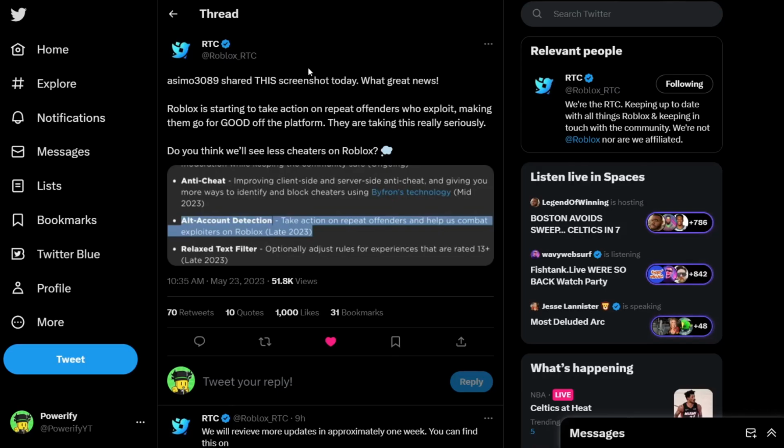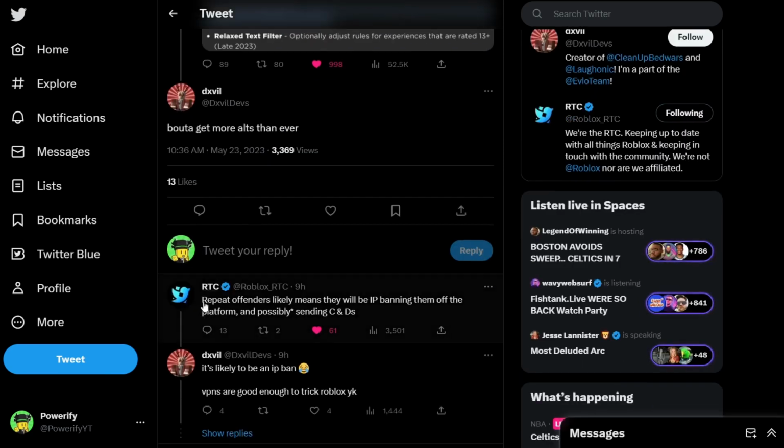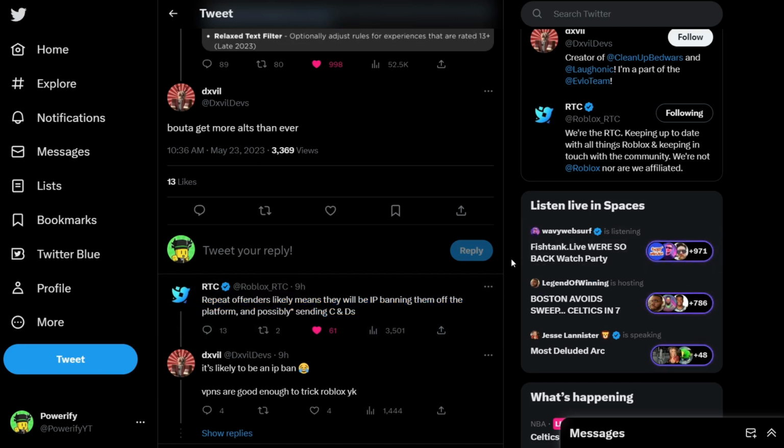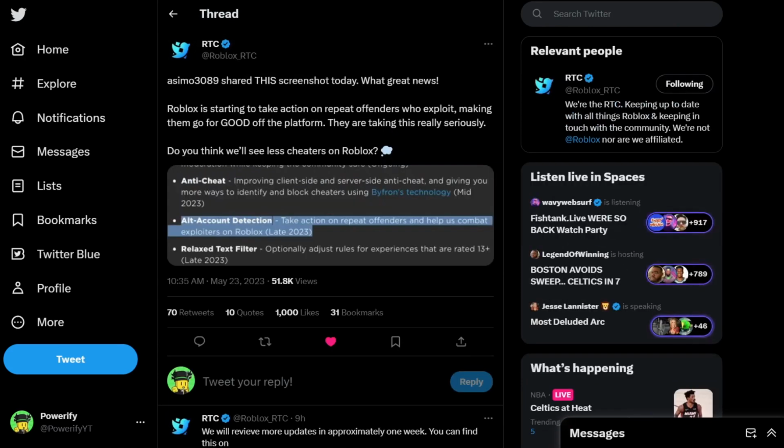And let me talk about some more things regarding this update. So this person said, "I'm about to get more alts than ever," which, this is a joke, guys. It's all good. But anyway, they said that they're gonna get more alts than ever. And then Roblox RTC replied saying that repeated offenders most likely means that they will be getting IP banned off the platform and possibly getting sent a cease and desist letter to your house. And yeah, that's honestly quite scary.